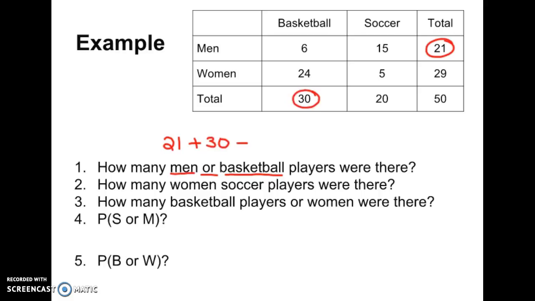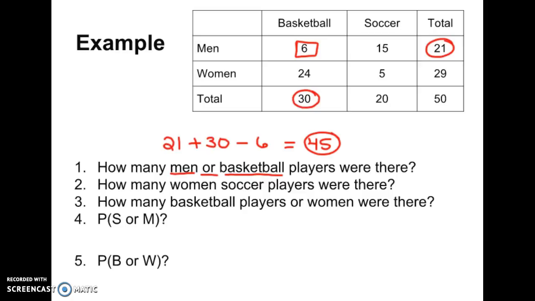What you have to do is subtract out where they overlap. You have to subtract out men that played basketball. Otherwise, you're counting those people twice in the survey. So men that played basketball overlaps right there. There's 6 people there that I don't want to count twice, because I counted men and I counted basketball already. So I'm counting 6 people twice by accident, so I want to subtract away 6. When you do that, 21 plus 30 minus 6, you figure out that's 45 people. So 45 people fall in that category.